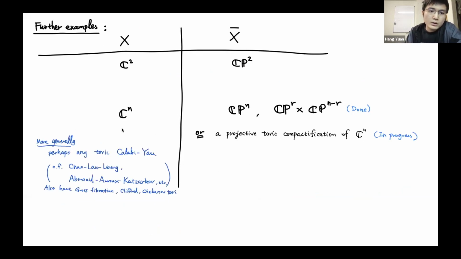And on the other hand, we may also generalize this Cn here. So perhaps we can also work with tori in Calabi-Yau, following the work of Chan-Lau-Leung or Auroux-Kazakov. So we also have some Gaussian fibration and Clifford tori and Chekanov tori.